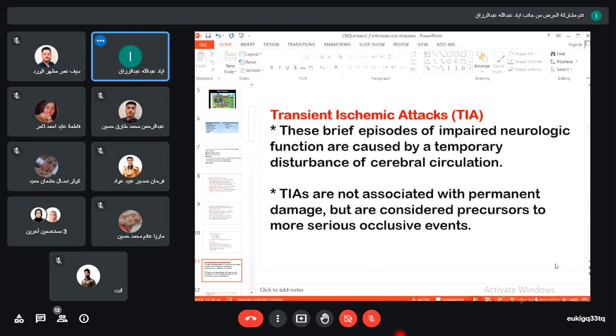Usually transient ischemic attack is not associated with residual permanent damage to the brain, but it can be considered as a precursor for serious stroke. يعني بعد الترانزيانت ischemic attack majority of patient will develop without treatment full blown stroke.